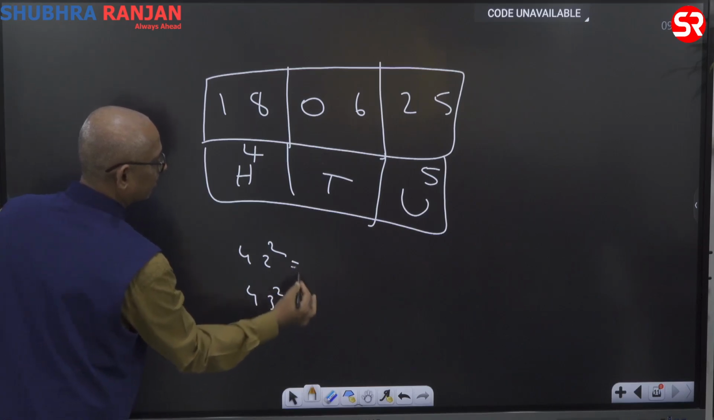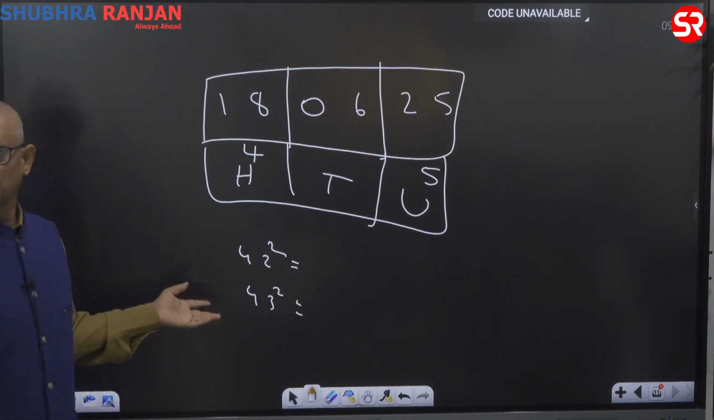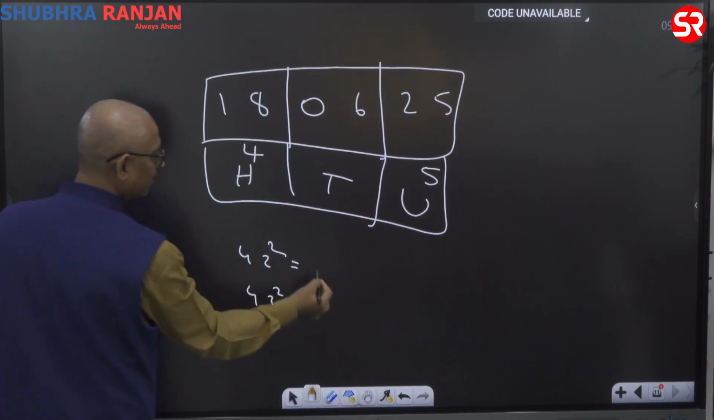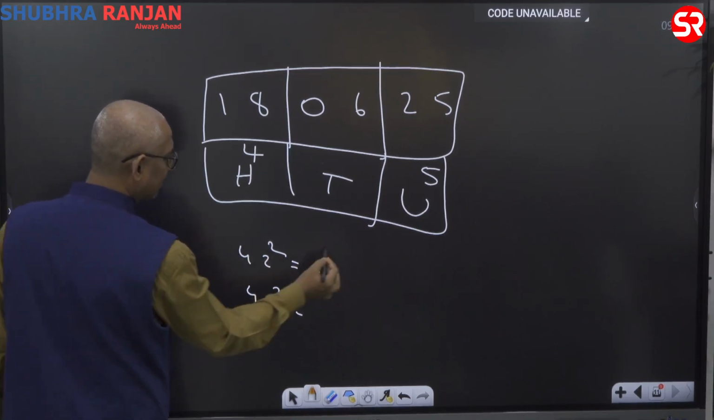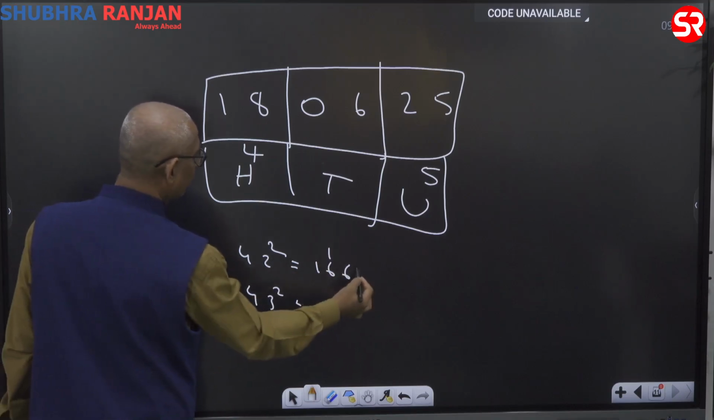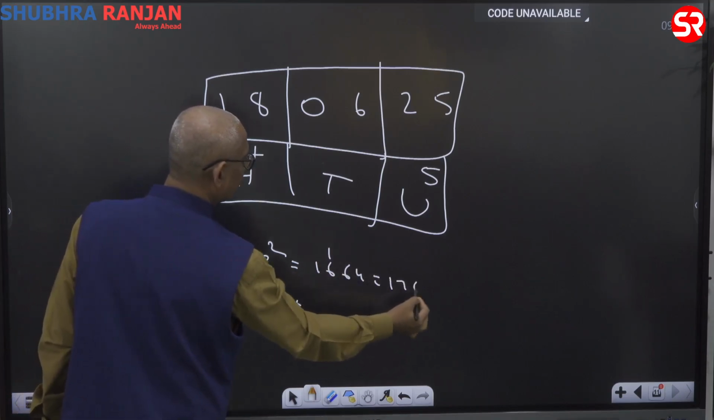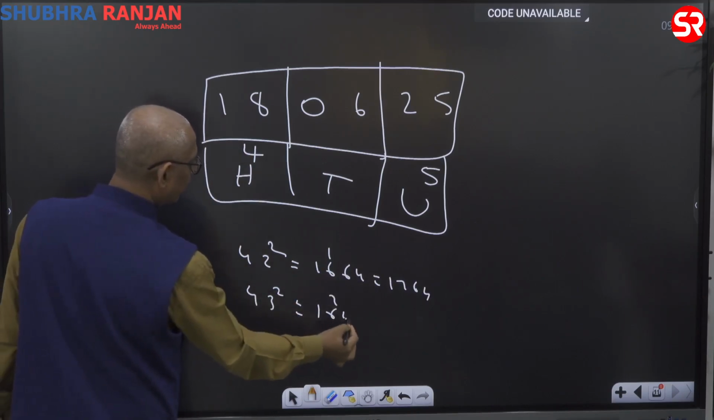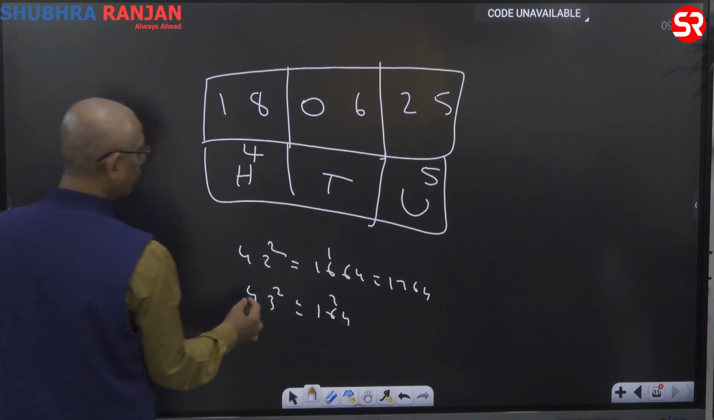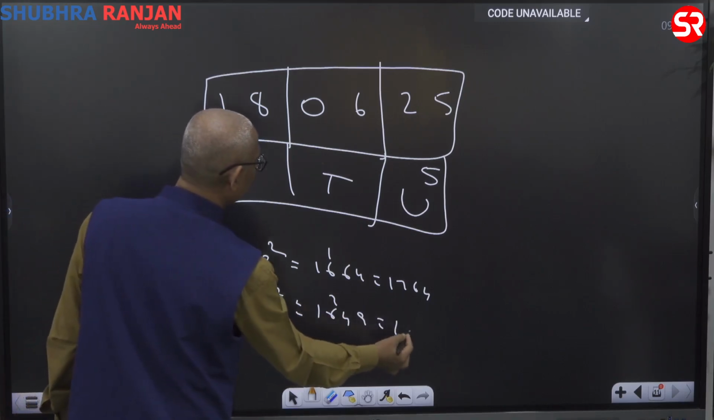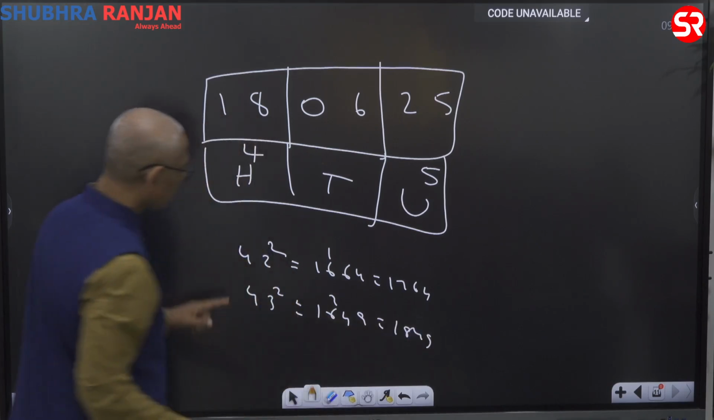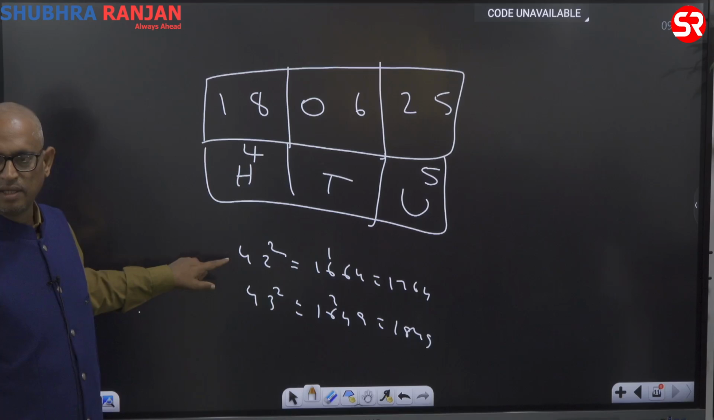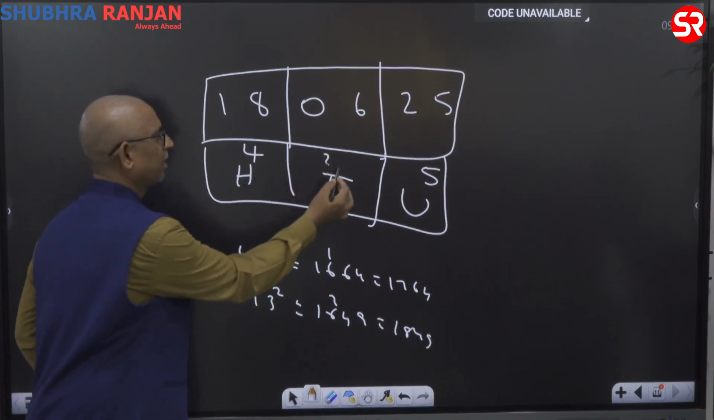Just cross check it. You know 42 square and 43 square, now how to do? 4 square means 16, 8, 8, again 16, and 2 square is 4. So the answer is 1764. 43 square means 16, 12, 12, 24, 12, 12, 24, and 3 square is 9. So the answer is 1849. So it is not 43, it is 42 only. So the answer is 425. Am I right?